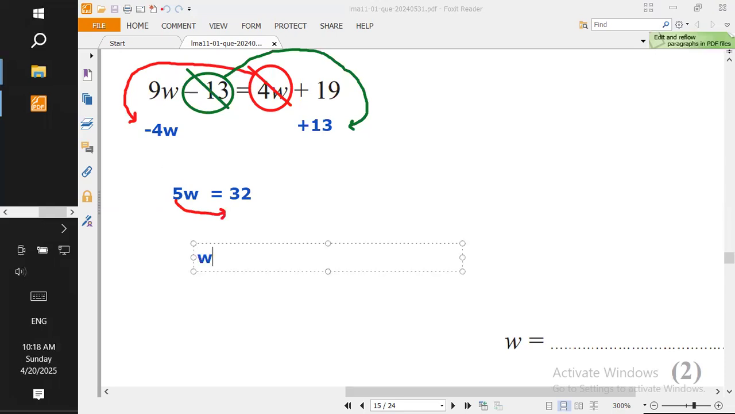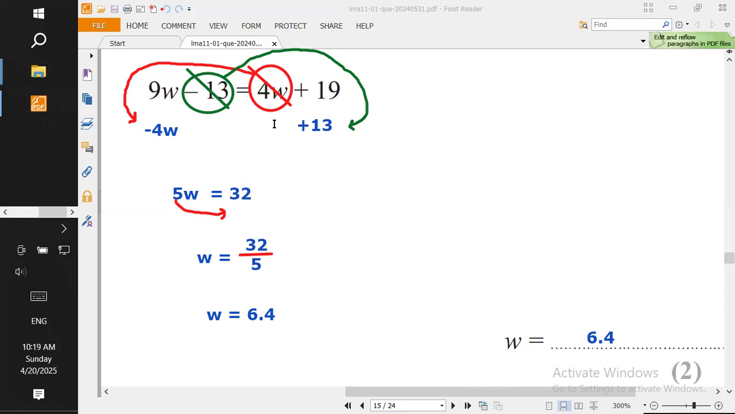So W will equal 32. Yes, 32. Divide 5. 32 divide 5, like this. Focus on the steps of algebraic movements and you'll get the right answer. So now I'm going to divide this by the calculator. So 30 divide 5 is 6 and 2 over 5 is 0.4. This means the answer is 6.4. So W equals 6.4. I can write it here and here. Final answer. And this is how you answer a question like this.